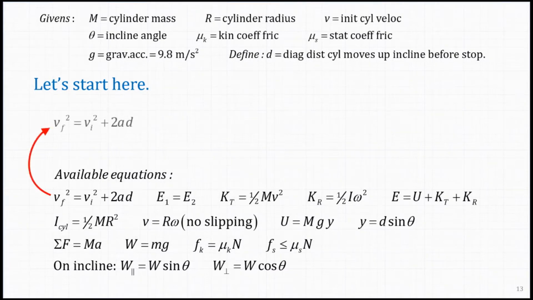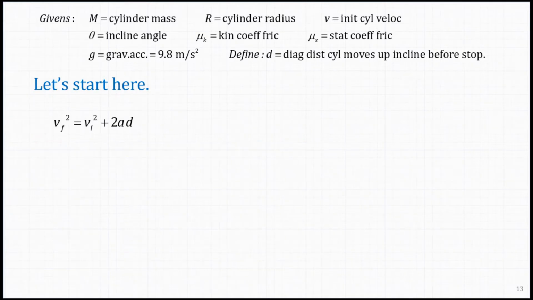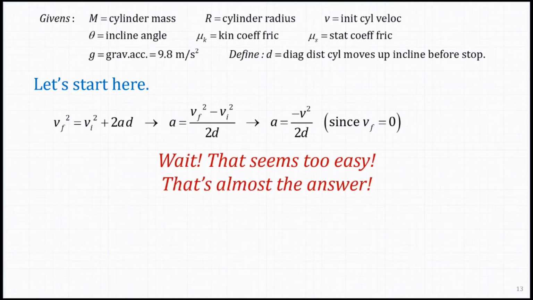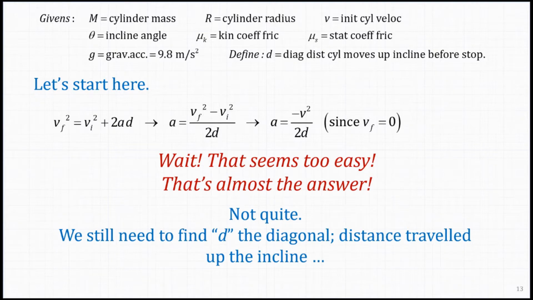Let's start here with this equation, a kinematic equation I'm calling final velocity from distance accelerated. When I solve this for acceleration, we see that acceleration is just equal to negative v squared divided by 2d. Wait, that seems too easy. That's almost the answer. Not quite. We still need to find the diagonal distance traveled up the incline.